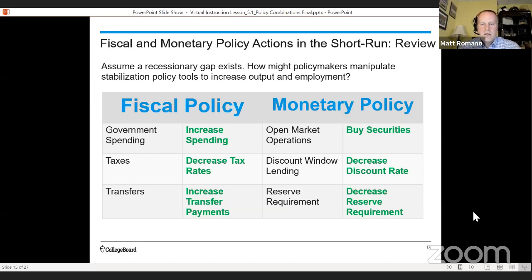On the monetary policy side, with open market operations, the Fed, the central bank, would buy securities. They would buy in order to pump more money into bank reserves, allow banks to have more money for lending, and again, hopefully initiate more economic activity and shift AD to the right as a result. With discount window lending, they would decrease the discount rate, making it cheaper for the commercial banks to borrow from the Fed, intending to make it cheaper for households and businesses to borrow from the commercial banks. And then finally, with the reserve requirement, they would decrease the reserve requirement, allowing commercial banks to lend more of their overall deposits. Okay, so this is how they would actually implement expansionary fiscal and expansionary monetary policy.